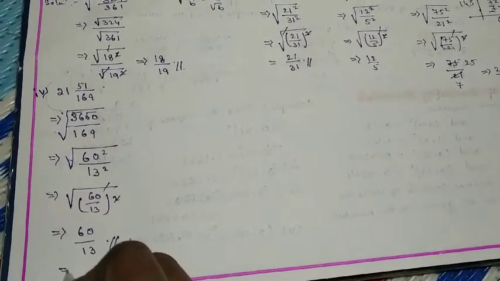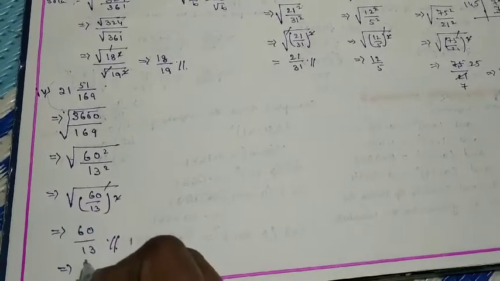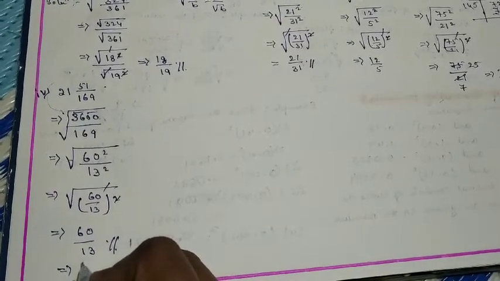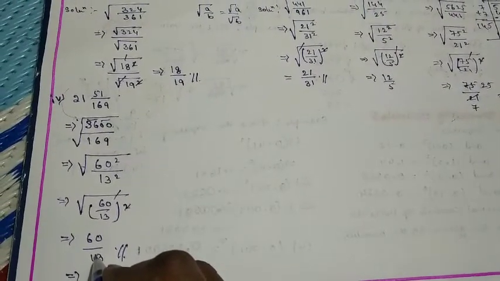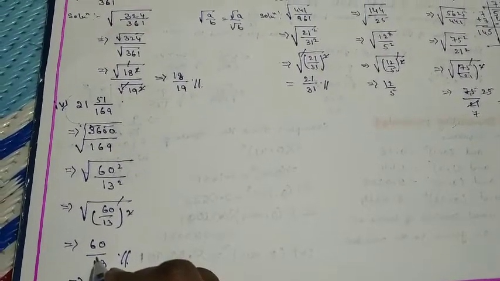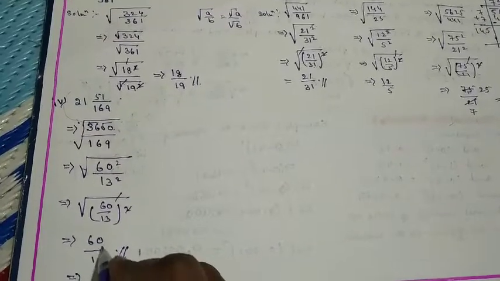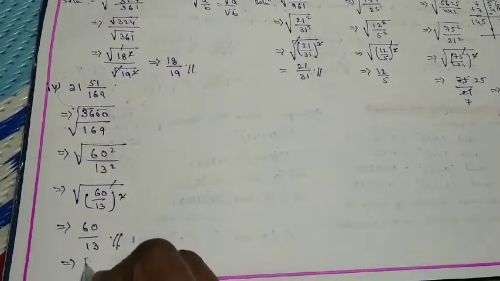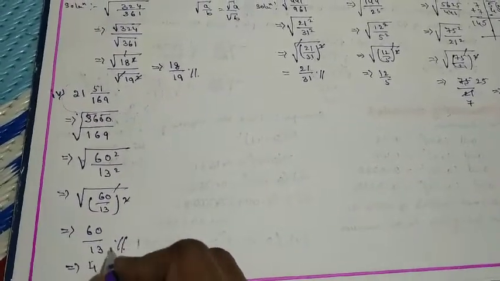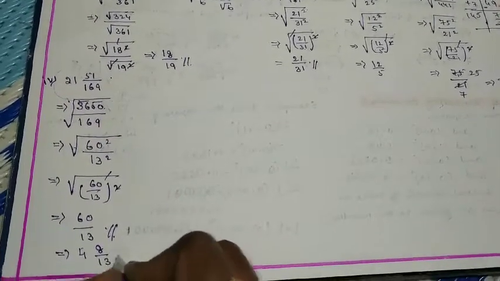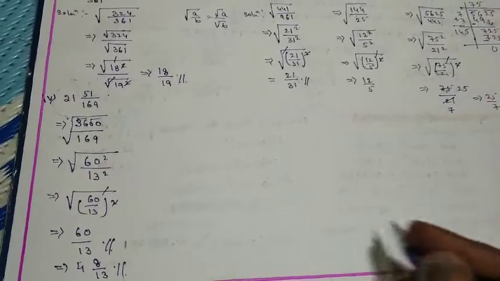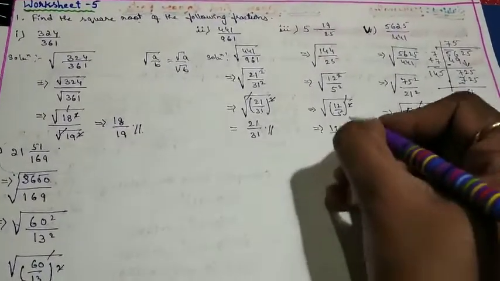Later I'll convert it into a mixed fraction. 13 ones are 13, 13 twos are 26, 13 threes are 39, 13 fours are 52, 13 fives are 65. So 13 fours are 52 and 8 remains. So 4 and 8 by 13, converted into a mixed fraction again. So even in the third question it is possible, children.